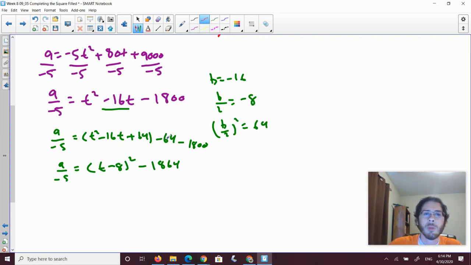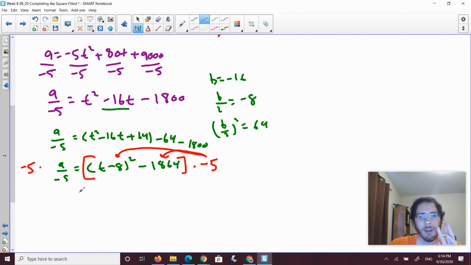So instead of square rooting both sides, I'm going to multiply both sides by negative 5. To do that, I have to distribute this negative 5 to both pieces. Notice I said both pieces, not all three, because this is stuck inside the squared. With PEMDAS, our order of operations, we can't do anything with that, so that just stays out front. That's that part. Negative 5 times 1864. I don't know that one off the top of my head, so I'm going to have to actually multiply that one.